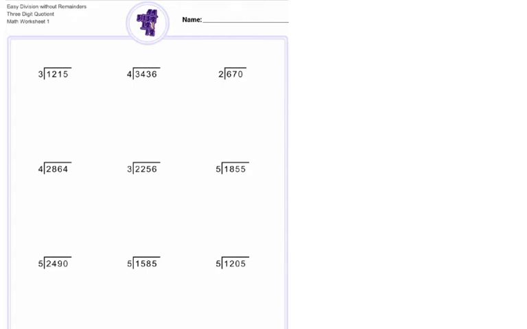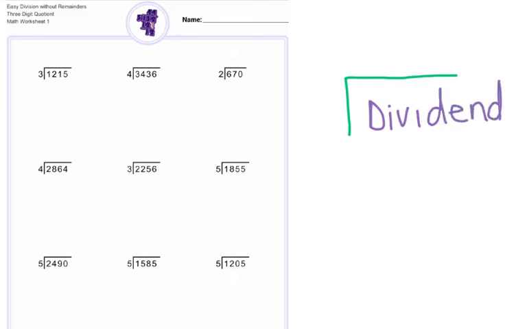And the biggest thing to remember, that I've talked about every day this week, is the vocabulary. You're going to have a long division bar, and you are going to be required to write in the vocabulary terms where they belong. Inside we have the dividend, D-I-V-I-D-E-N-D. On the outside we have the divisor, D-I-V-I-S-O-R. And on top we have the quotient, which is the answer.